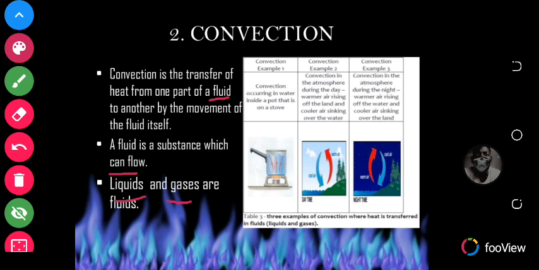So liquids and gases are fluids. So heat transfer of liquids is convection. Let's look at an example. Convection occurring in water inside a pot on a stove.